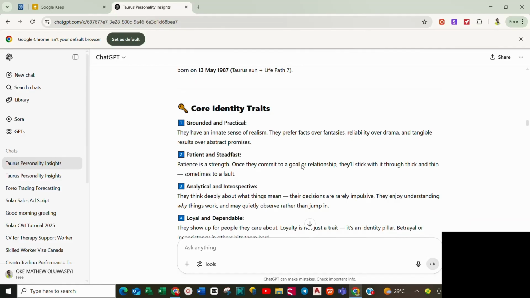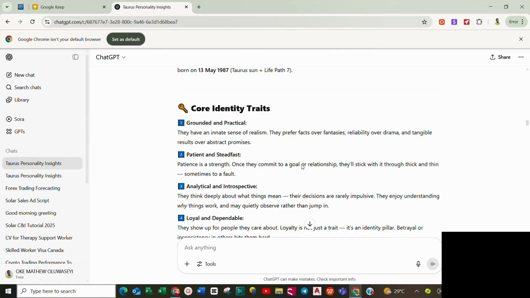The traits are: they are grounded and practical. Whatever they are doing, they are always grounded in it. Patient and steadfast: patience is their strength. When they commit to a goal or relationship, they stick with it through thick and thin, sometimes to a fault. Then analytical and introspective: they think deeply about things, so their decisions are rarely impulsive. They enjoy understanding why things work and may quietly observe rather than jump to conclusions.